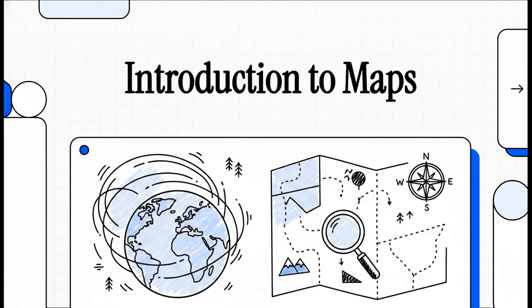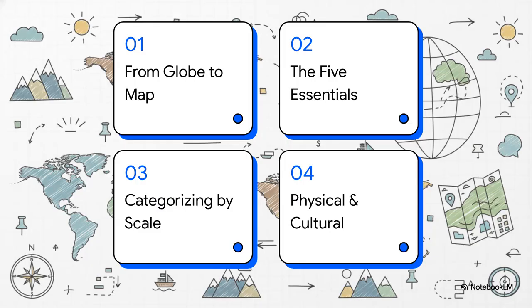Welcome to This Explainer. Today, we're diving straight into the absolutely fascinating world of cartography. We're going to look at exactly how we take our massive 3D physical world and somehow squash it onto a flat piece of paper. It's a process that literally shapes how we view everything around us, so let's get into it. Here's the game plan for today. First, we'll go from globe to map. Then, we'll cover the 5 absolute essentials of map making, categorize maps by their scale, and wrap up by looking at physical versus cultural maps.